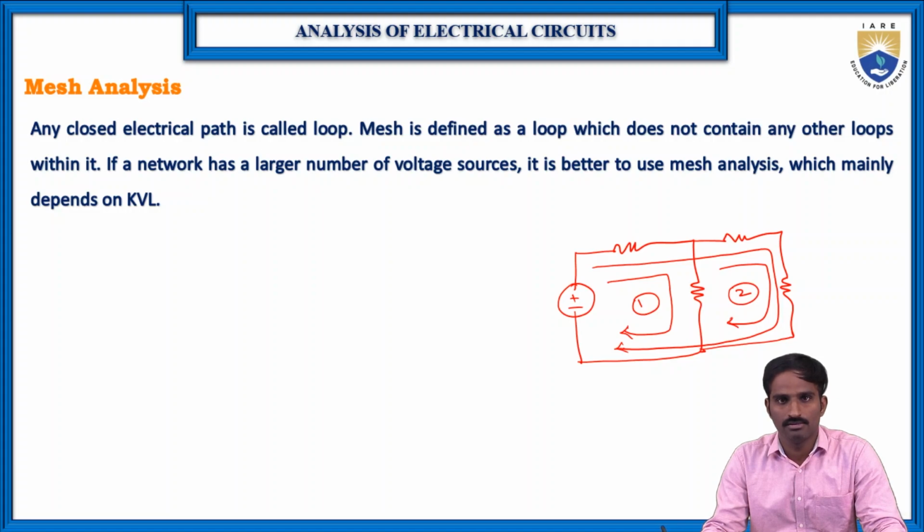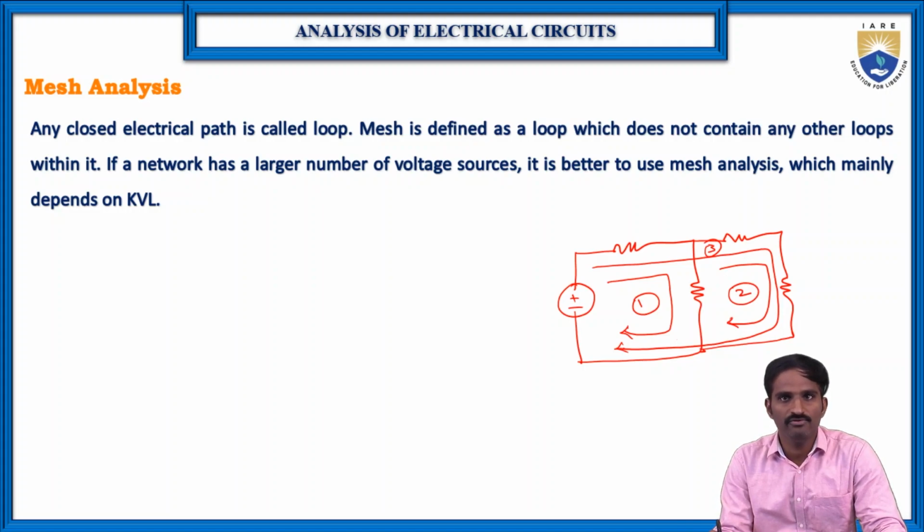Here there are three closed loops, but of these three closed loops, how many are meshes? A mesh is defined as a loop which does not contain any other loop within it. But here loop 3 has the other two loops inside it. So that's why we cannot call loop 3 a mesh. Here only two meshes are there. That is the difference between a loop and a mesh.